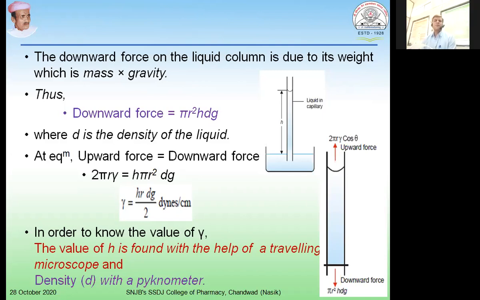So in this particular method, the only equipment required is a traveling microscope. The rest of the things are very simple and can be easily determined, and by putting the values into the equation, we can determine the surface tension in the simplest manner. Is that clear?